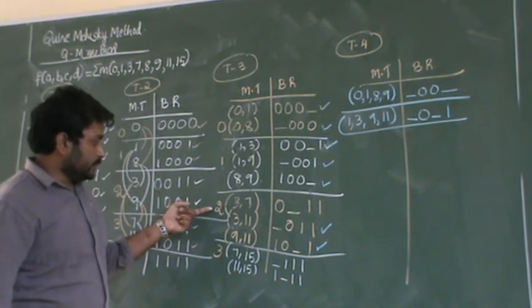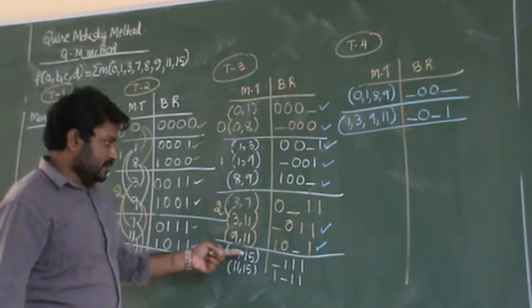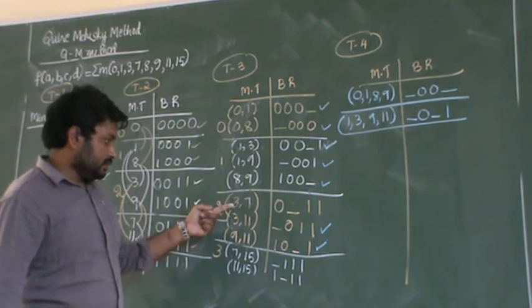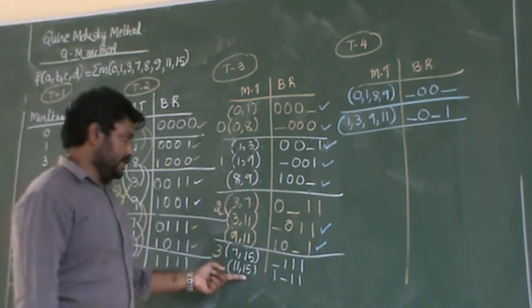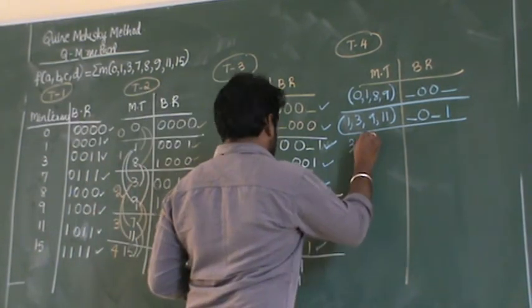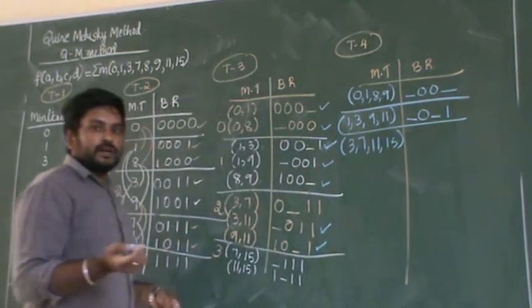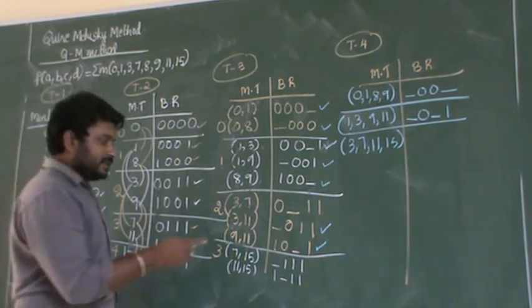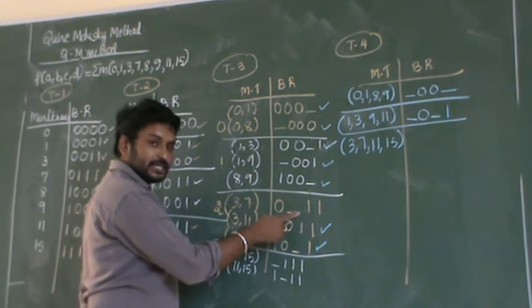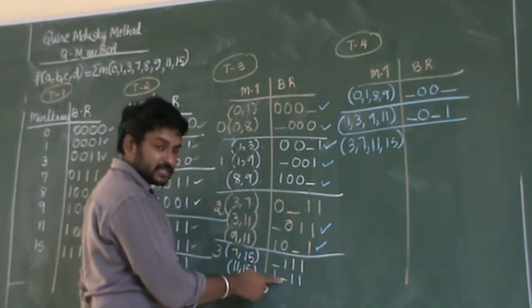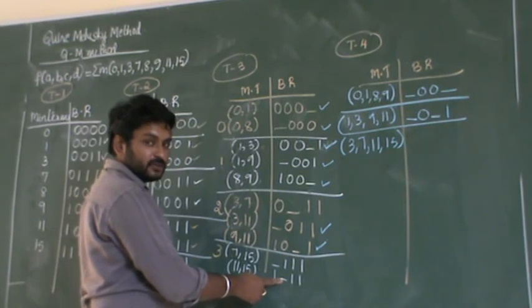Now you have to compare group 2 with group 3. 3, 7 with 7, 15, is it possible? No. 3, 7 with 11, 15, is it possible? Yes. 3, 7, 11, 15. On what basis am I telling so fast whether it is possible or not? See the dash. The dash is in the second position. Here also the dash is in the second position. So then we can check it.